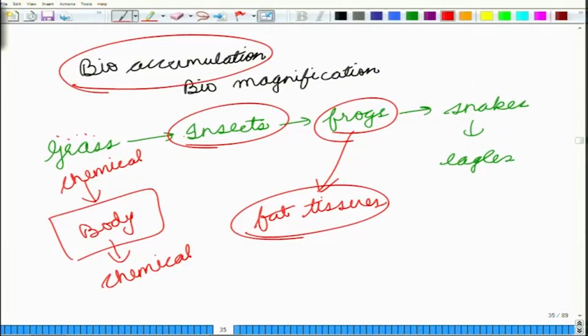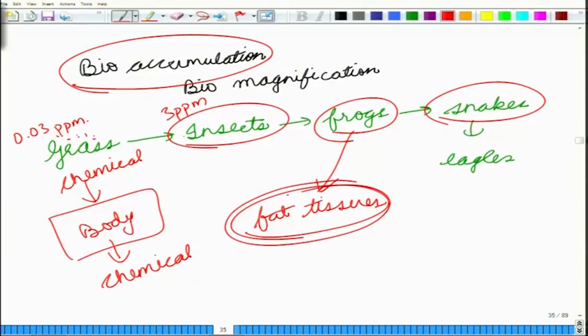Now, when we talk about biomagnification, because a frog is eating a number of insects, suppose the insects get 3 ppm of a certain toxic chemical, because this toxic chemical was sprayed on the grass. It is there on the surface of the grass, and the concentration in the grass is, let us say, 0.03 ppm. Because the insect is eating a large quantity of grass, it is getting much more of these chemicals into its body, and if these chemicals are getting stored in the fat tissues, there will be bioaccumulation of these.